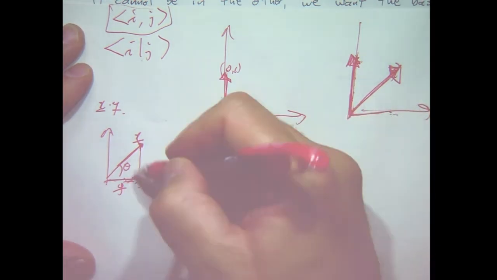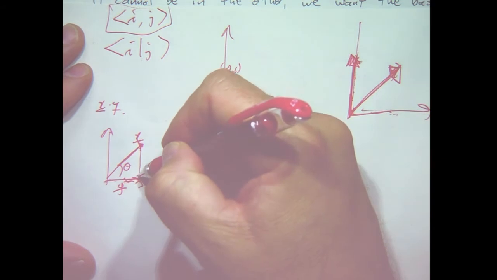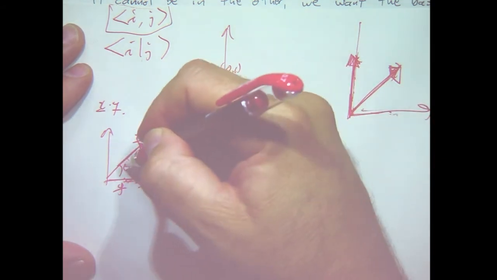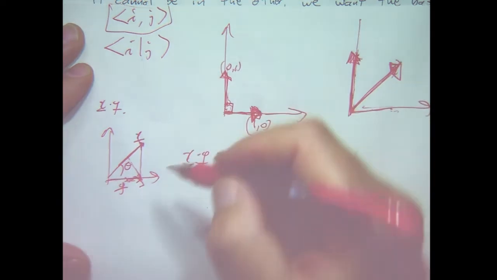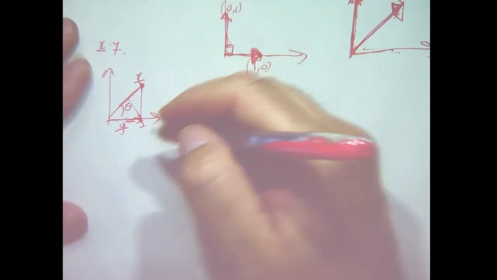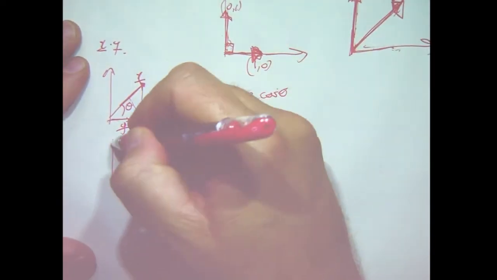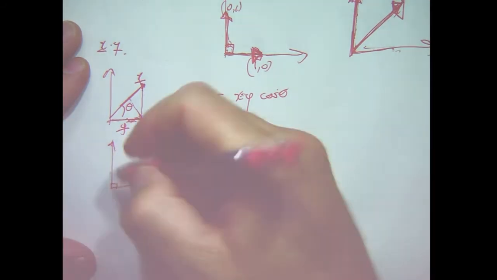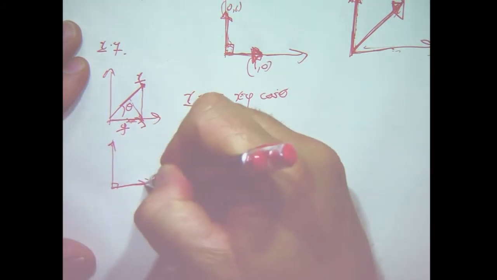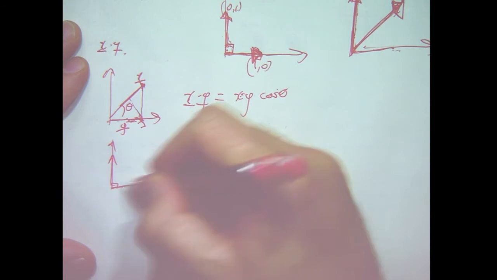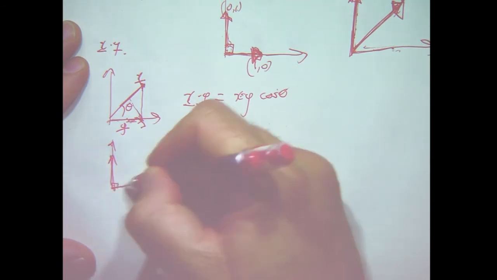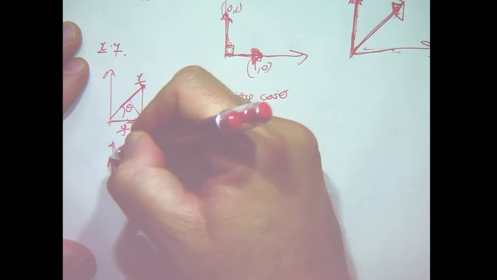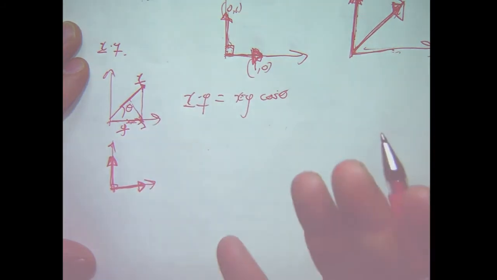Or the projection of y onto x and multiply them together. Okay, so if you have two orthogonal vectors, the insight or the intuition is that the dot product is zero, and that means that this vector contains none of this vector in it. That's the intuition.